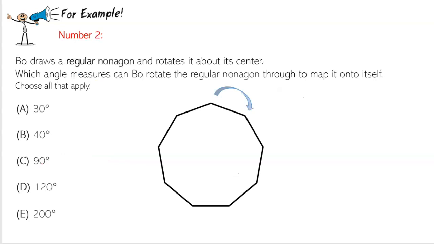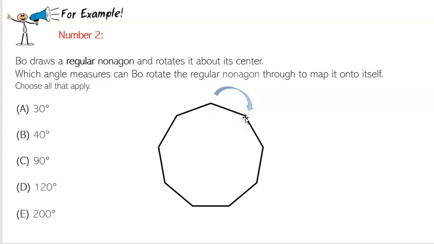Number 2, Bo draws a regular nonagon and rotates it around the center. Which angle measures can Bo rotate the regular nonagon through to map it onto itself? So what you need to do is first find what is one rotation and then find the multiples of that rotation. So this arrow shows that I can rotate a nonagon from this spot to this spot. Just rotate the shape. Think of it like you're putting in a puzzle piece. How many different spots can it fit into that puzzle? So we're going to rotate it to here. We have to calculate that.